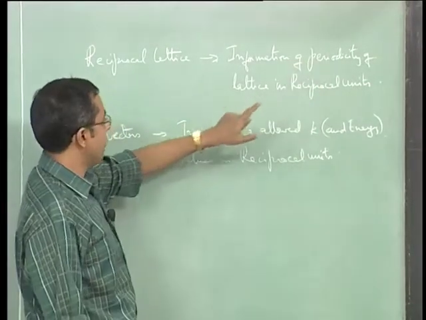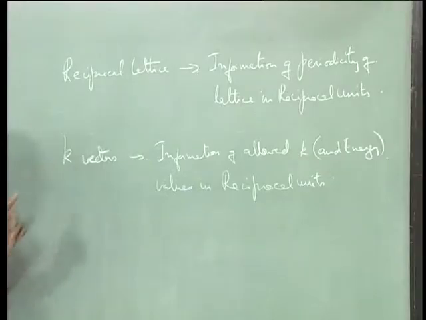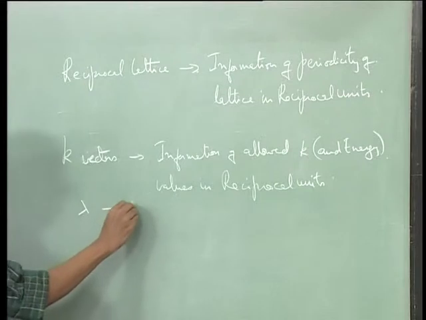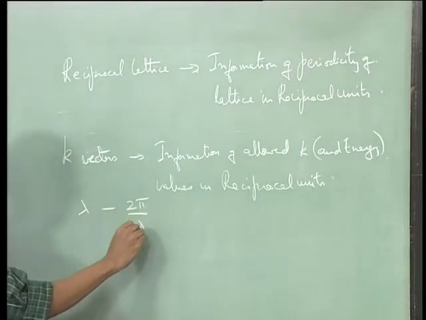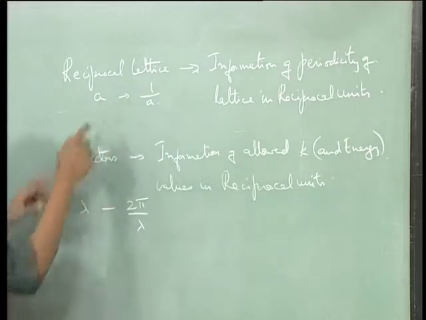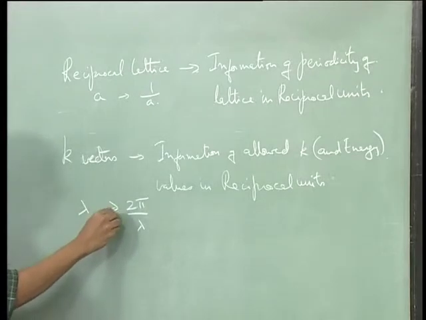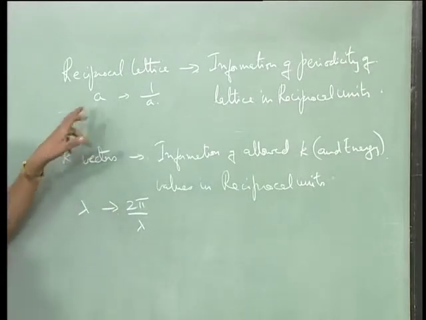The only difference is in the manner in which we discussed it. Here lambda is being represented as 2 pi by lambda, and here a was being represented as 1 by a. So the difference is that there is a scaling factor of 2 pi. I will just put an arrow here. Lambda is represented as 2 pi by lambda, a is represented as 1 by a.